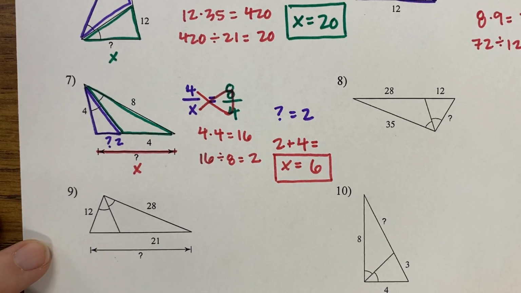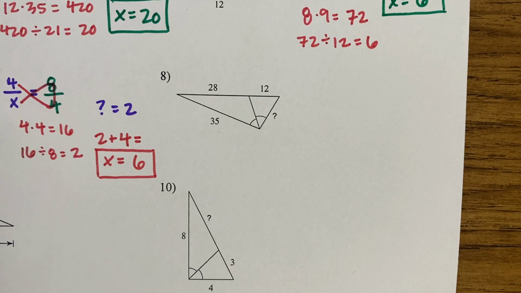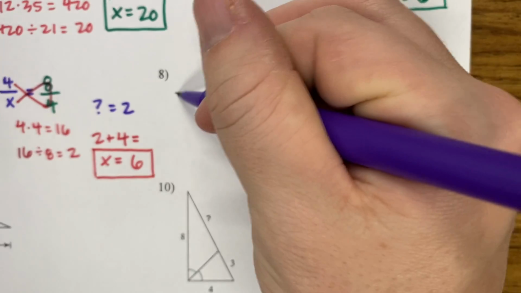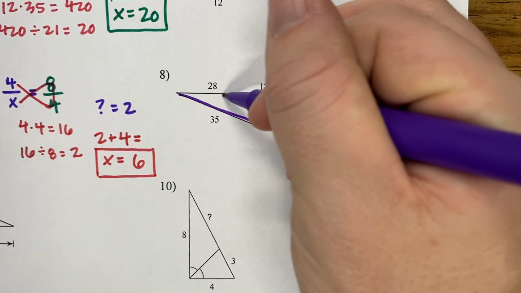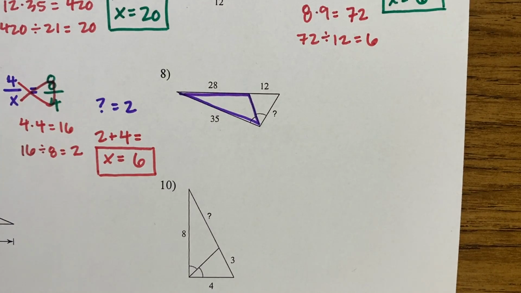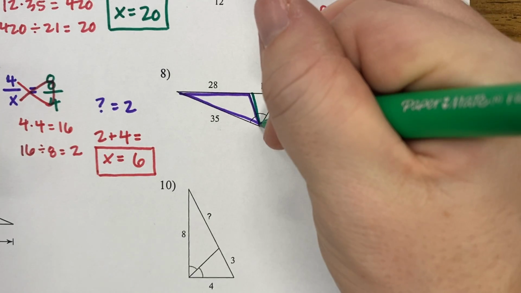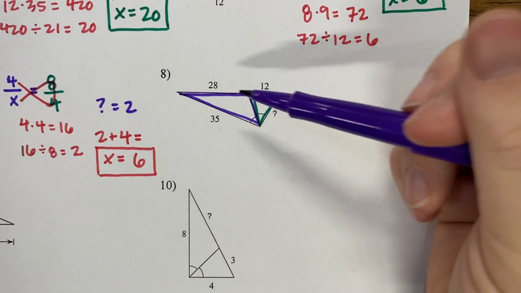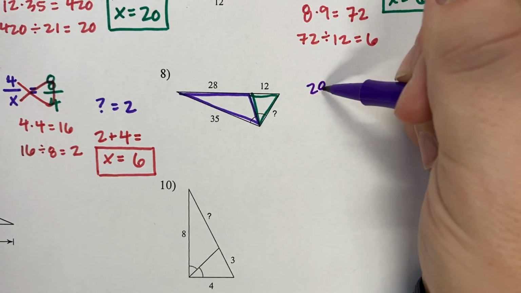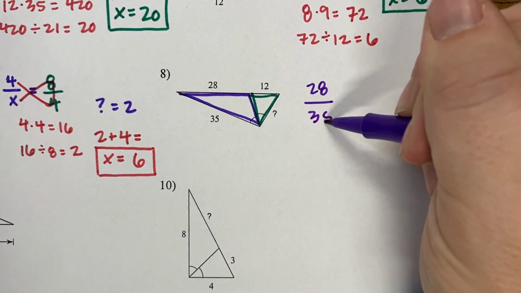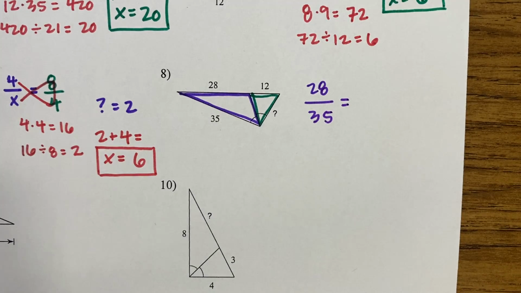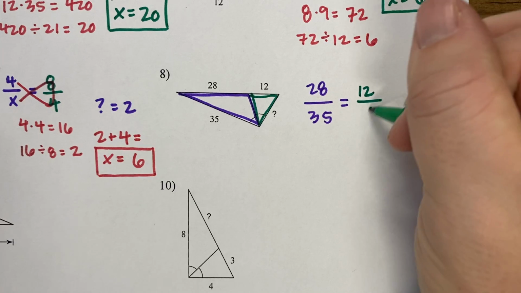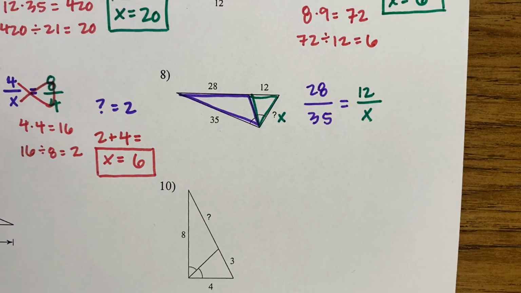Awesome. Okay, number 8. We're just trying to find one of the missing sides of our triangles. Okay, so split it into 2 triangles. Purple and green. And set up your proportions. Okay, I'm going to go top over bottom. 28 over 35. Equal to the same pattern for my green triangle, top over bottom. 12, and we'll just call that x, because that's what we're looking for.